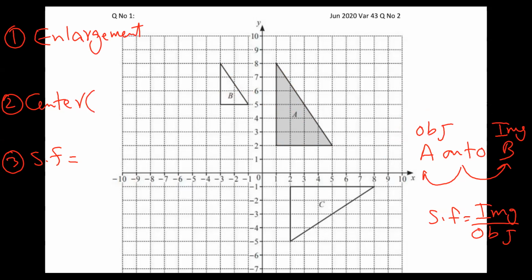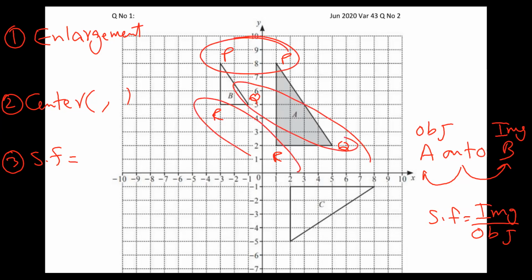Second is the center. We must write the center. How to get the center? A very simple technique. If we are given an object and image, I will label them. For example, this is P, this is Q, and this is R, and similarly P, Q, R on the image. You can label any way; it is not a compulsory part of the question. Now join corresponding points: P with P, Q with Q, R with R. Join all 3 points or any 2 points, no issue, 2 pairs.